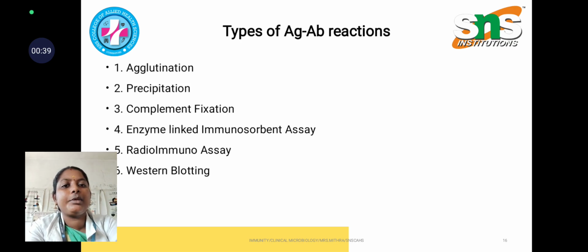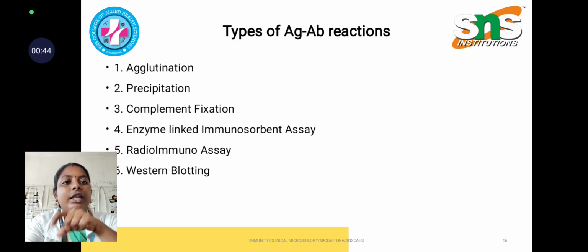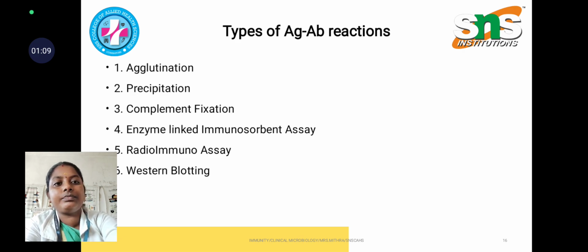Coming to the types of antigen-antibody reactions. By these types we are able to recognize that the antigen and antibody have interacted with each other. The first is agglutination, then precipitation, complement fixation, and the ELISA technique, enzyme-linked immunosorbent assay, which is mainly for the diagnosis of HIV, then radioimmunoassay, and the last one is Western blotting.